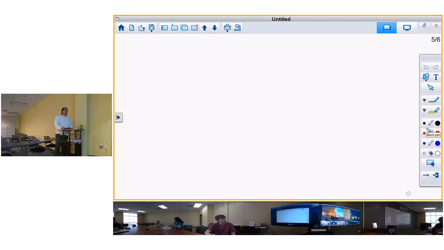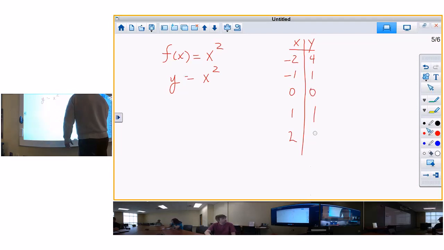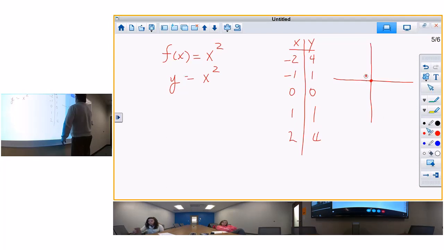If I gave you f of x or y is equal to x squared, then you would go over here and you pick 5 points. It's not a fraction. -2, -1, 0, 1, 2. What's -2 squared? 4. What's -1 squared? 0 squared. 1 squared. 2 squared. Plot those points. 0, 0, -1, 1, 1, 1, -2, 4, 2, 4, and now you have a nonlinear, which means a non-straight line, or a what? Curve. Curvature.